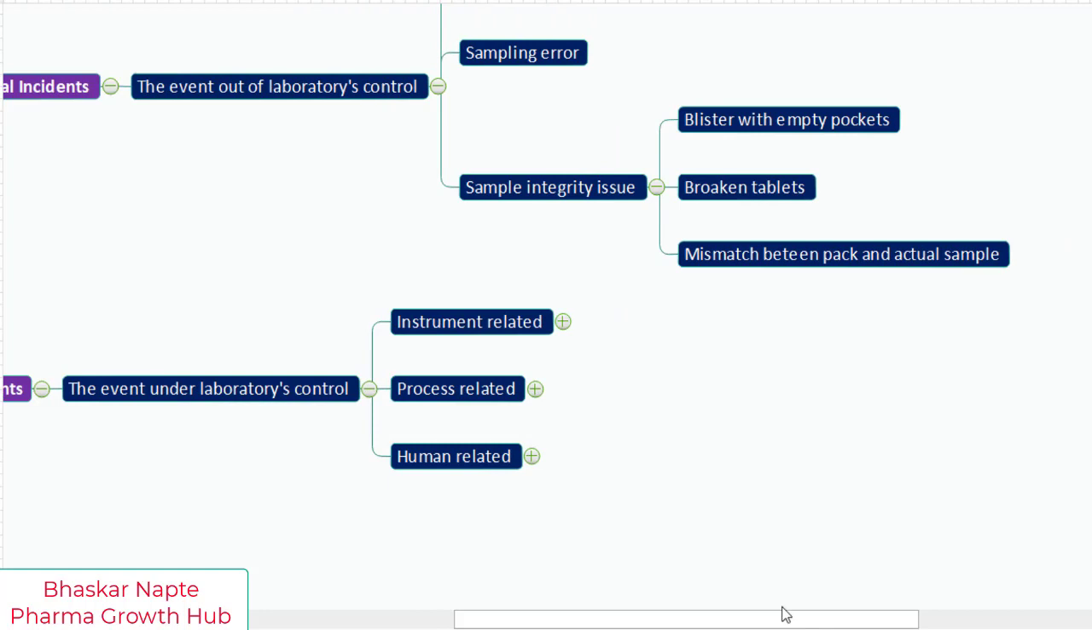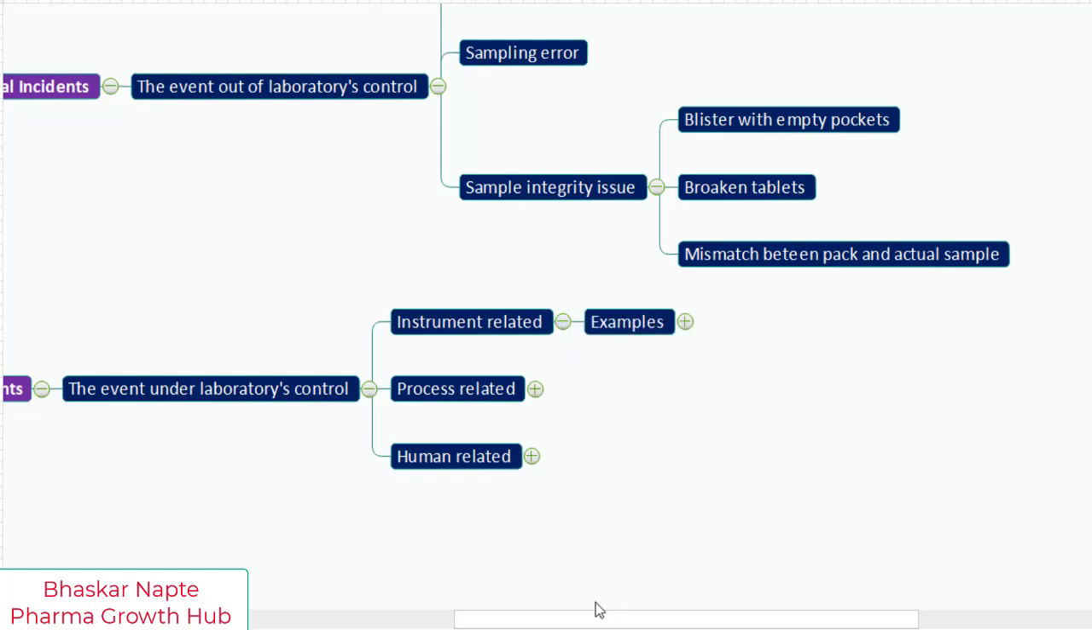So, what are the incidences which can be attributed? If the root cause can be attributed to instrument failure or is related to the instruments or equipment, those incidences are called instrument related incidences. Process related means the incidences occurred just because of an inadequate process or procedures. So there is no SOP at all available, or an SOP is available but it is not adequate in terms of giving the information. Human related means analyst error. So an incident which can be attributed to the analyst is also called a human related incidence.